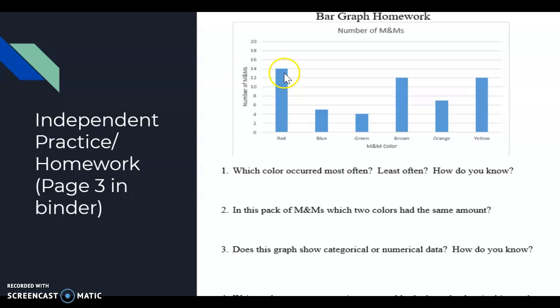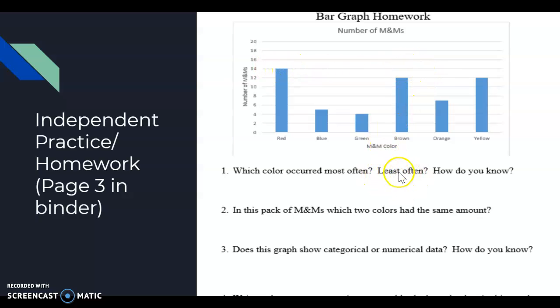Now, you're going to be looking at which one of these bars is the highest. And it's pretty obvious that red occurred the most. And how do I know that? Because the value of the bar is more than any other one.